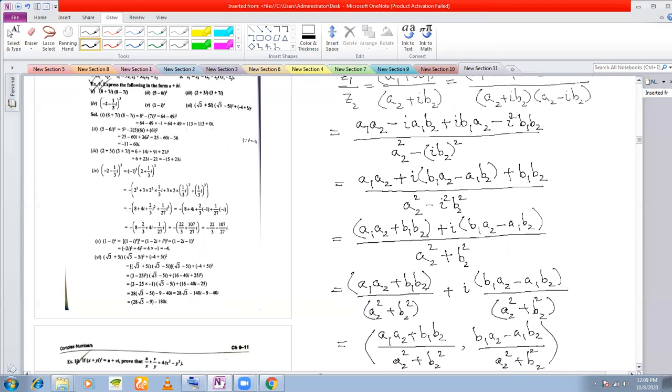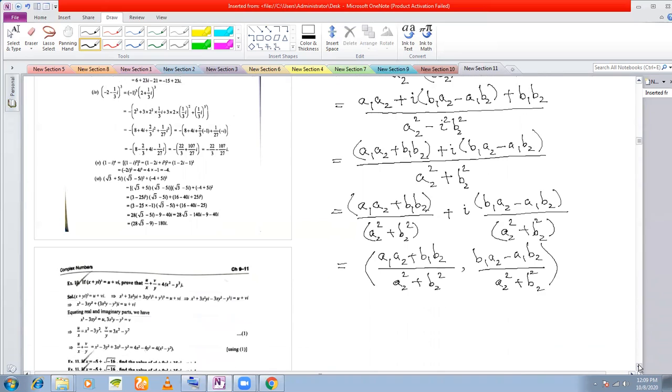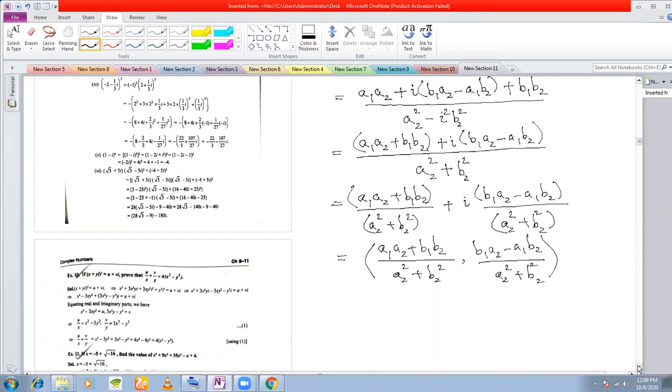Similarly, you can find Z2 by Z1 also. If you want to find Z2 by Z1, you need to multiply the numerator and denominator by the conjugate of the denominator, Z1. Okay, so similarly, you can find Z2 by Z1.